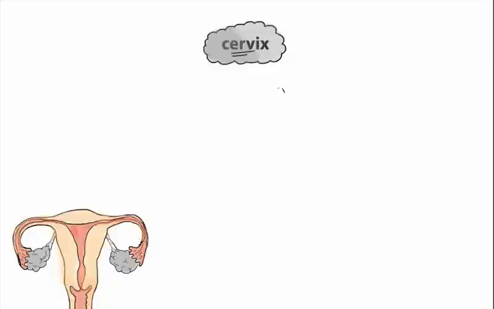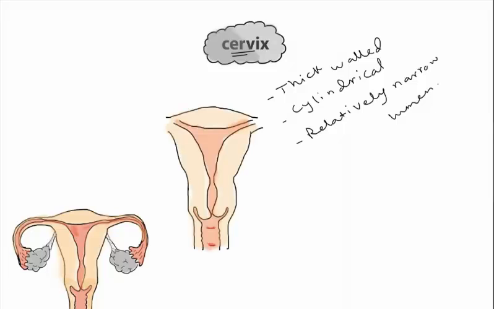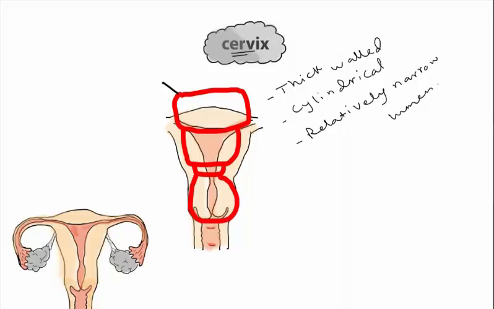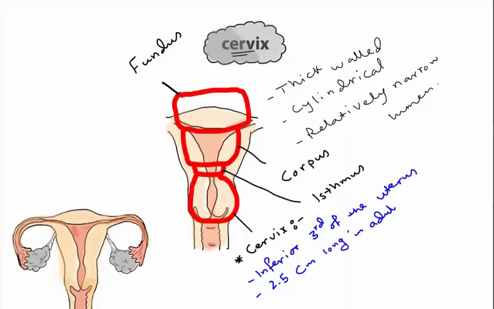The cervix. The cervix is a thick-walled, cylindrical structure with a relatively narrow lumen. As you remember, we divided the uterus into 4 parts: the upper part, which is the fundus, then the corpus or the body, the isthmus, and the cervix. As you can see, the cervix is the inferior third of the uterus. It's about 2.5 centimeters long in an adult non-pregnant female.